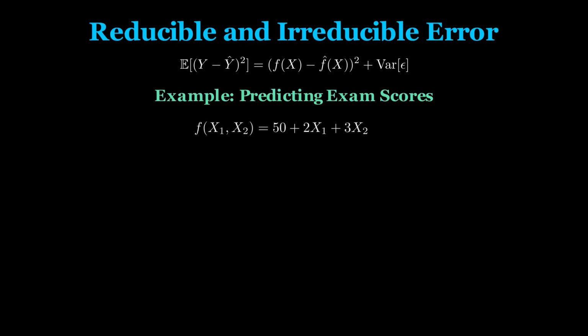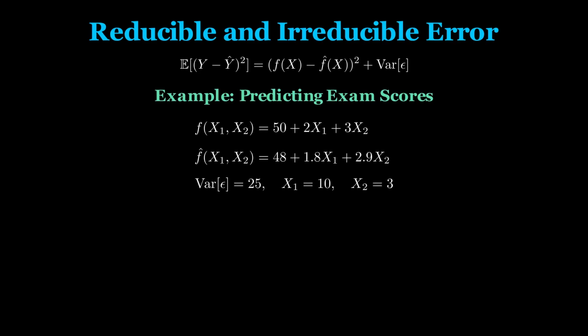Let's put numbers on this. Suppose we predict students' exam scores from study hours, x1, and practice tests taken, x2. The true function is 50 plus 2x1 plus 3x2. Our fitted model is 48 plus 1.8x1 plus 2.9x2. The variance of epsilon is 25.